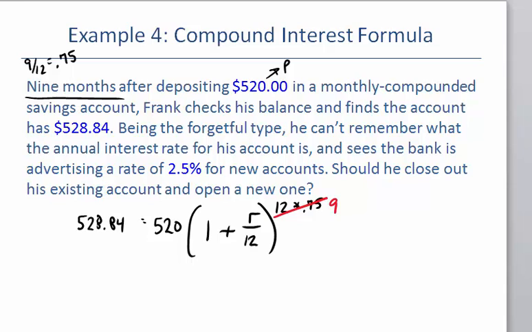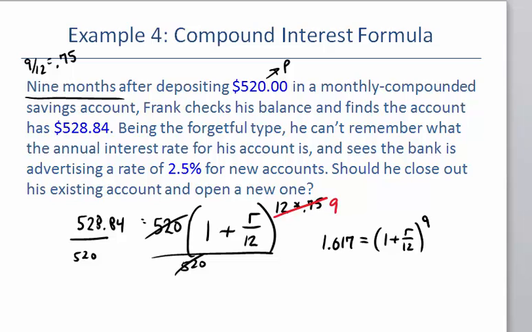We know that in order to solve, we have to isolate the exponential, which means that we are isolating the parenthesis raised to the power. So let's go ahead and divide by 520 on both sides. That's going to clear those two out. 528.84 divided by 520 is 1.017. So we are at 1.017 is equal to 1 plus r over 12 raised to the 9th power.